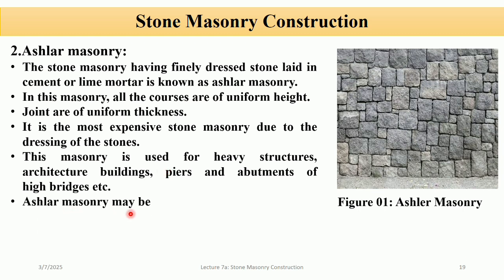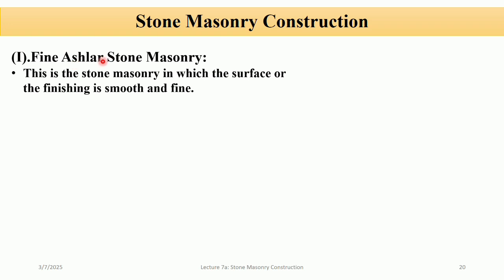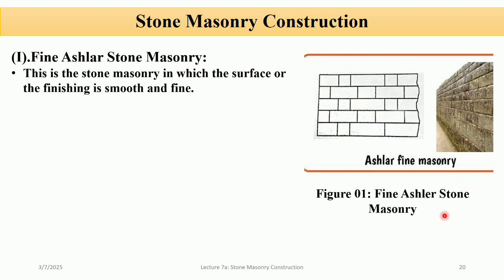Ashlar masonry has two types. One is fine ashlar stone masonry, and the other is rough ashlar stone masonry. We will discuss these two types in the next slides. Fine ashlar stone masonry is the stone masonry in which the surface or the finishing is smooth and fine. In this type of masonry, each stone is cut to exact dimension with smooth surface and edges.